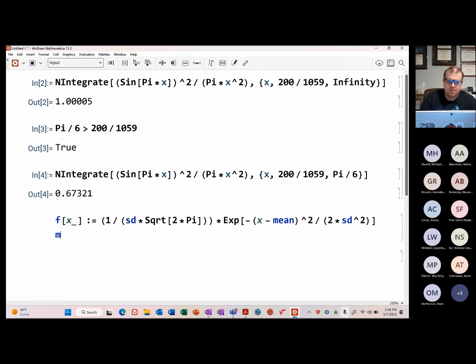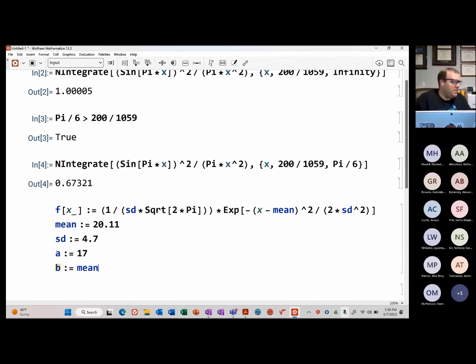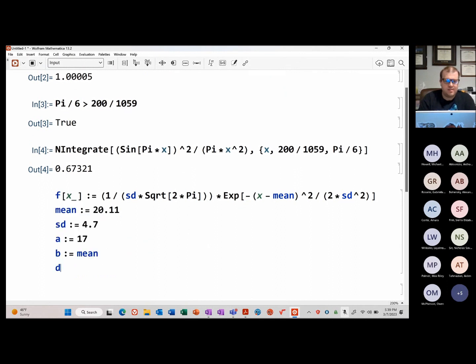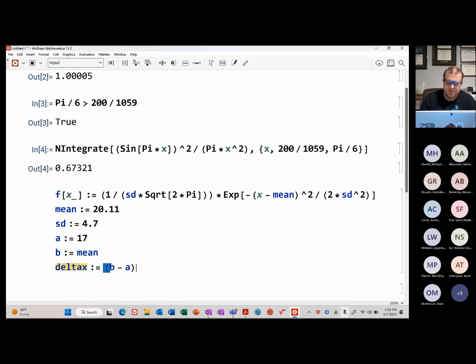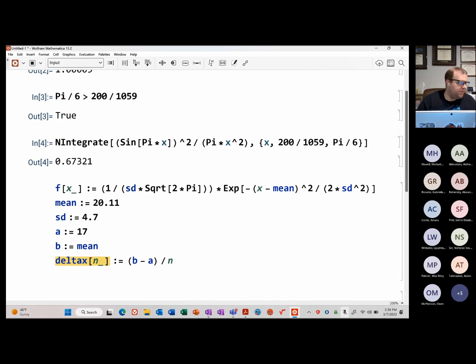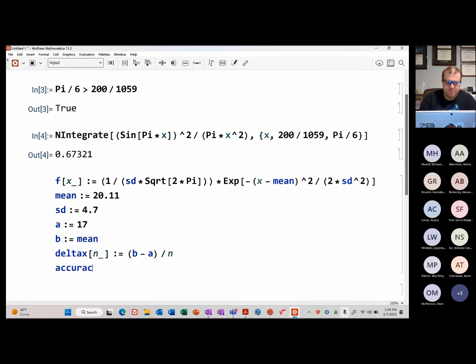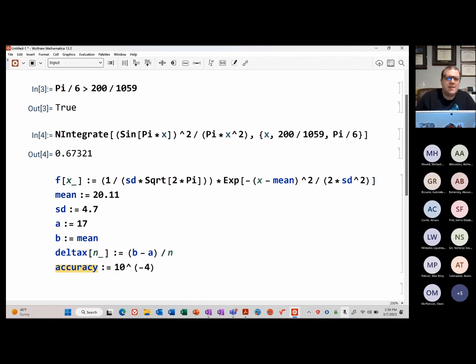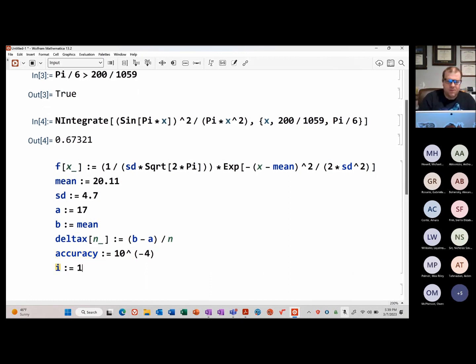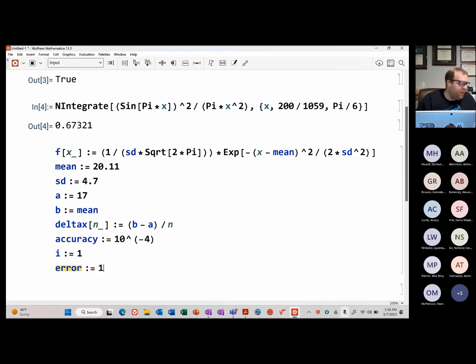Now I'm going to set my mean to be 20.11 and my standard deviation as 4.7. The start of the interval is going to be 17. The end of our interval for Simpson's rule will be the mean. Delta x, remember, is b minus a over n. I want that to be a function of n. Accuracy is 10 to the minus 4. We want 4 decimal places. I'm going to start i off at 1 and start error at 1.